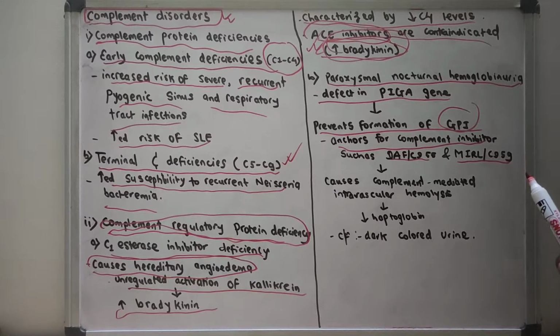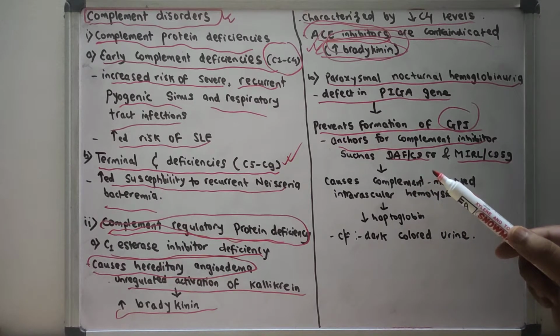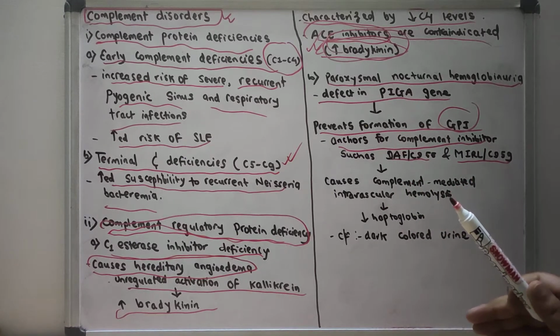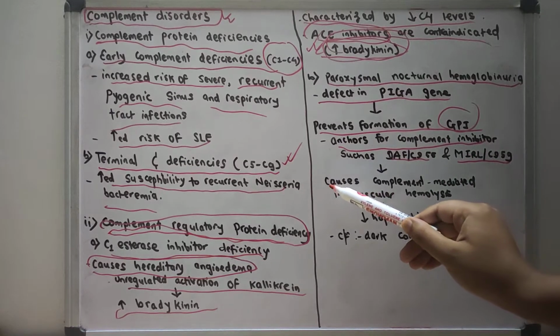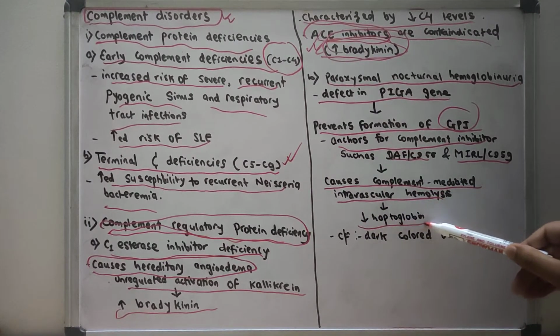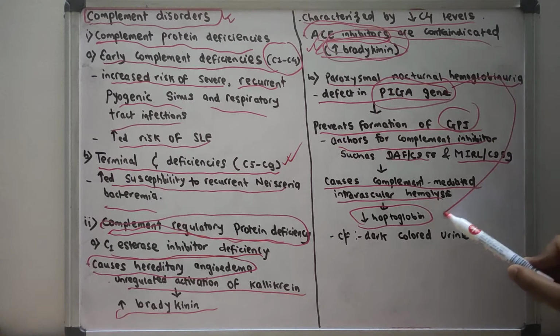So these are the complement inhibitors. GPI is glycophosphatidylinositol, whereas DAF is decay accelerating factor, and MIRL is membrane inhibitor of reactive lysis. So when the formation of GPI is prevented, there is complement mediated intravascular hemolysis, which leads to a decrease of haptoglobin. So in paroxysmal nocturnal hemoglobinuria, there is a defect in the PIGA gene, which ultimately leads to decreased haptoglobin.